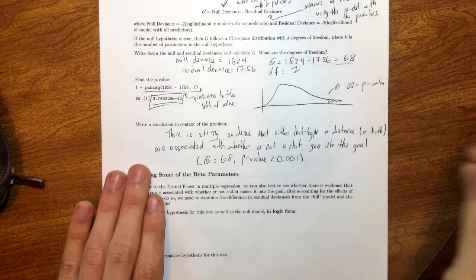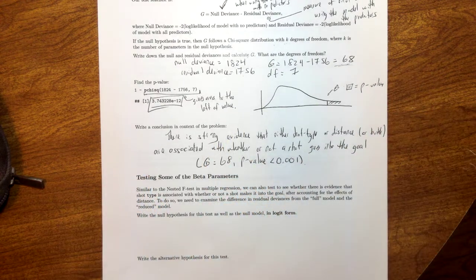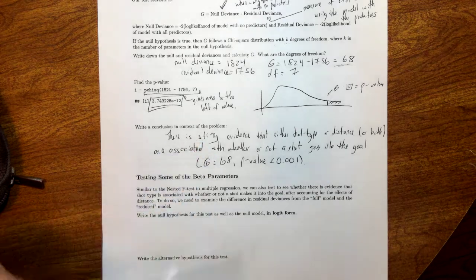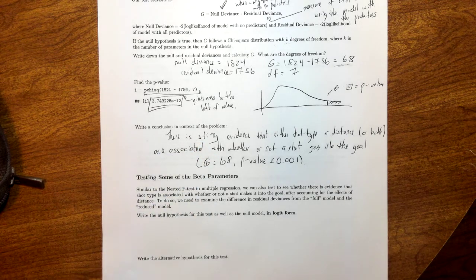Much like the overall F-test in multiple regression, you're probably seeing that this test is fine if you're looking to just see if any of your predictors are useful. But other than that, it really doesn't tell you that much, because even from our conclusion, we just know that something's important. We don't know whether it's shot type, we don't know whether it's distance, we don't know whether it's both. This is just a test to see if any of the predictors that are candidates might be useful for predicting the probability of a shot going into the goal.